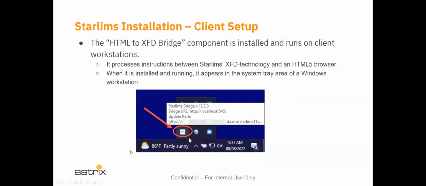Once it's installed on any Windows system, this is a cutout of the lower right-hand system tray area of a Windows client workstation. You'll see this little nifty icon. And if you float on it, it'll come back with STARLIMS bridge and the version.